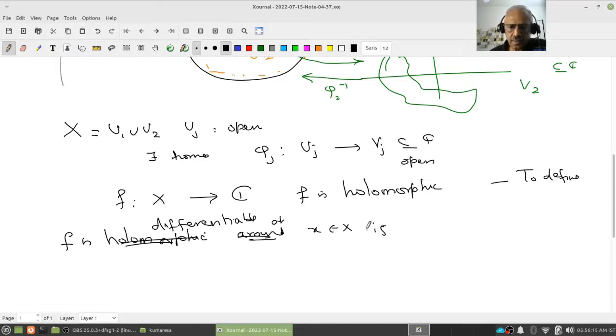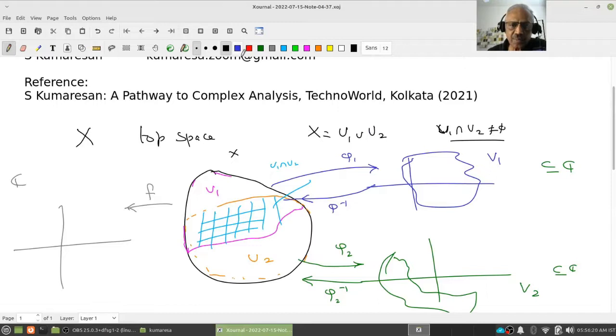Okay, this is what I want to define. Suppose I find an x, suppose my x happens to be here. Then I know there is a corresponding z1 here, which corresponds to this x under phi 1. That is, phi 1 of x equals z1, or phi 1 inverse of z1 is x.